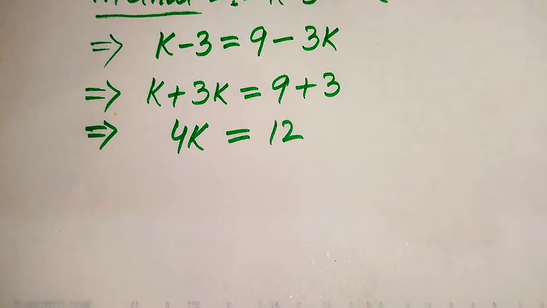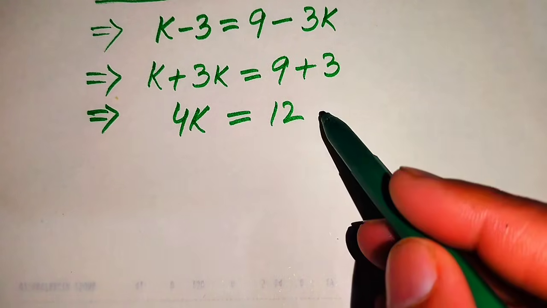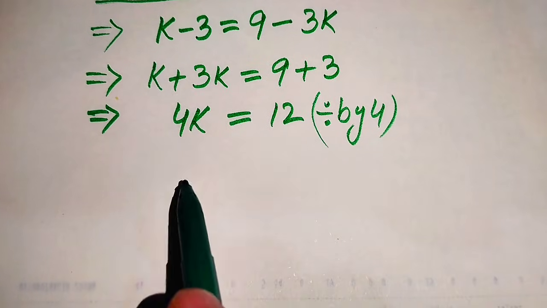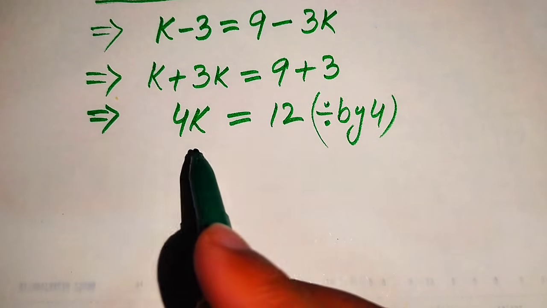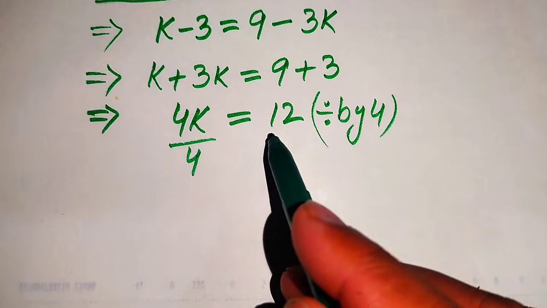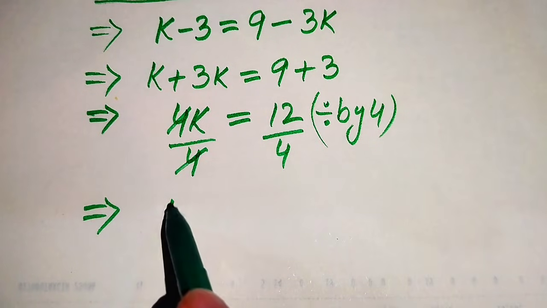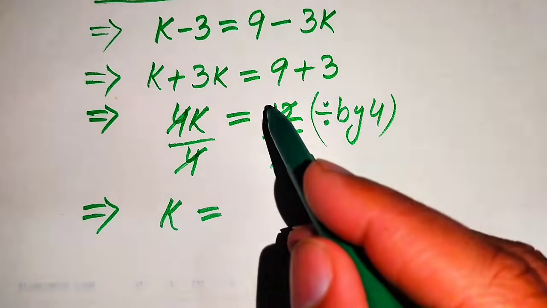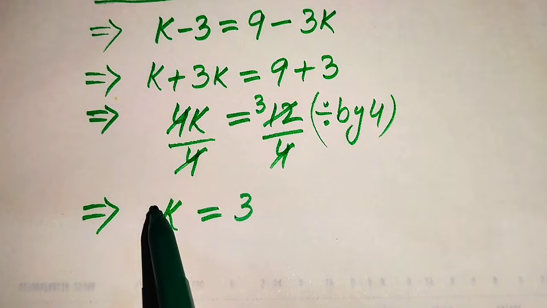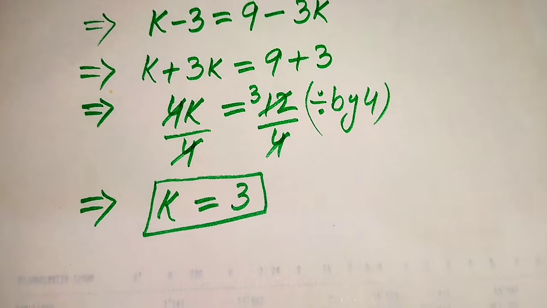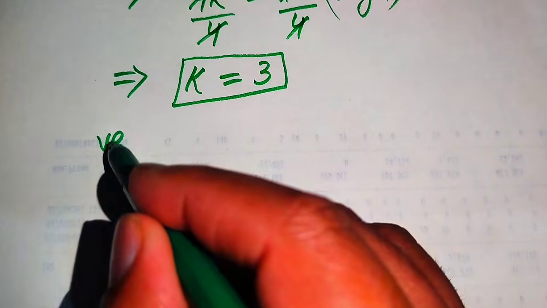So here our target is to get the value of k, and for this we need to divide both sides by 4. So after division by 4 it will be written as 4k divided by 4 equals 12 divided by 4. So we have this 4 and this 4 gone, and we get k is equal to, 12 divided by 4 becomes 3, and we get the value of k is equal to 3. So you see here in this method we get only one value of k, and that is k equals 3.